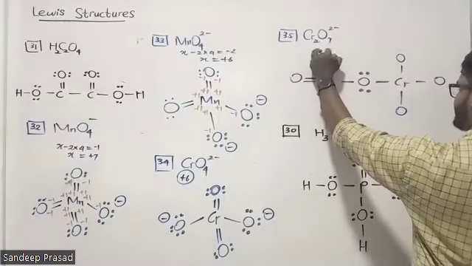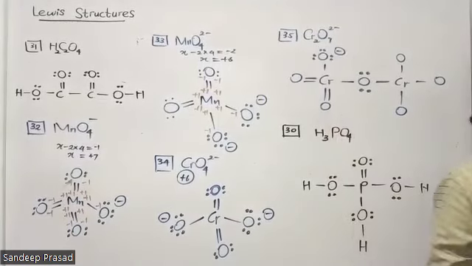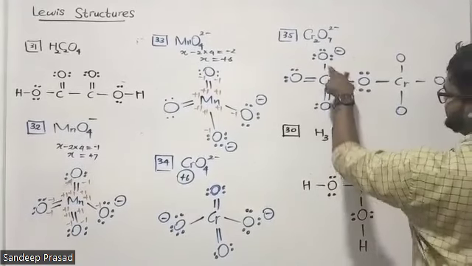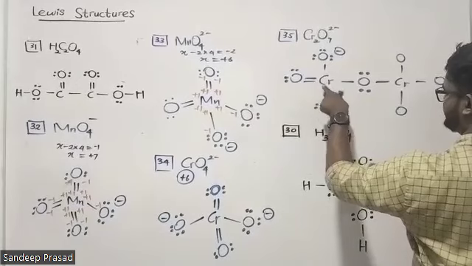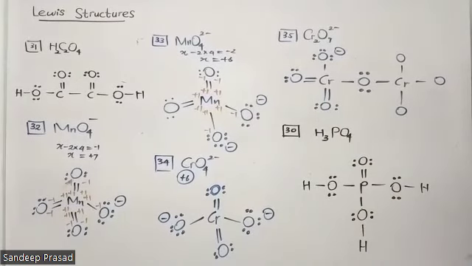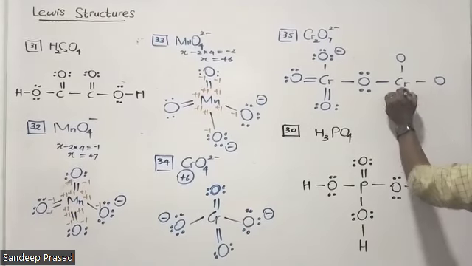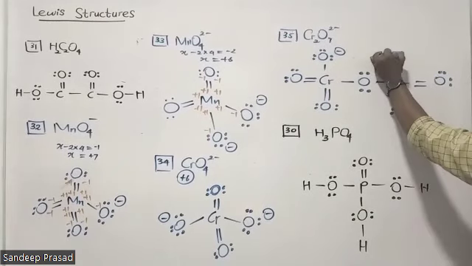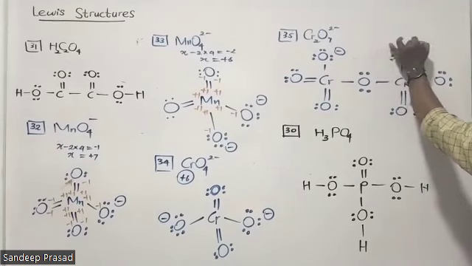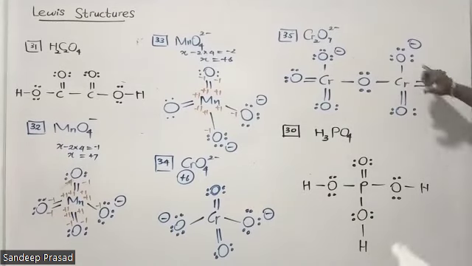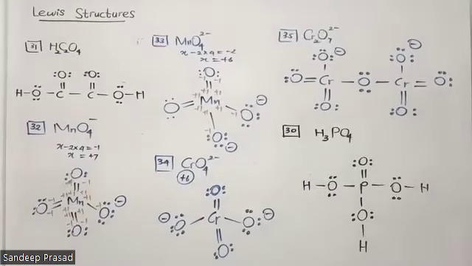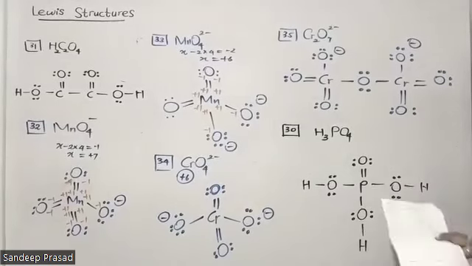Then the remaining oxygen is negatively charged because it has a single bond. Others are neutral. Now you calculate the oxidation state. -1 + 1, -1 + 1, -1 + 1. So +6. Right? Therefore, there should be 6 bonds. Same thing for the other chromium atom also. Double bond, double bond. And here we can have a single bond because oxygen should have a negative charge. There should be 2 oxygen atoms with -2 charge. 35. The Lewis structure for dichromate should be like this.